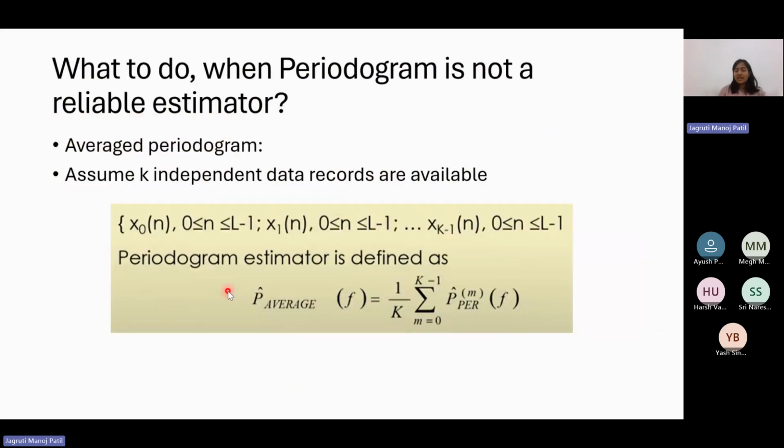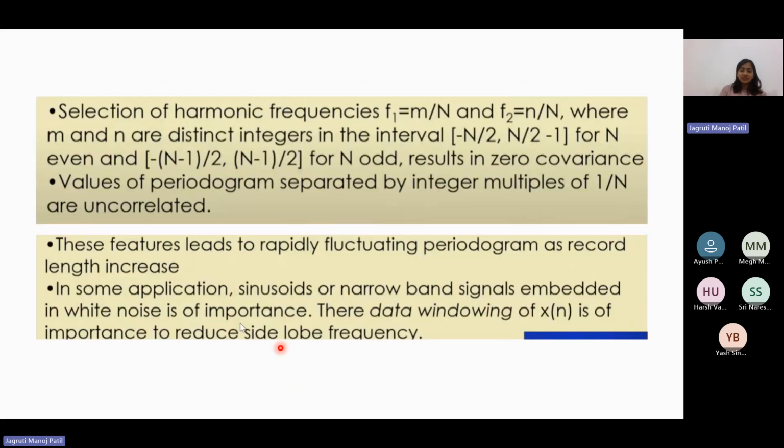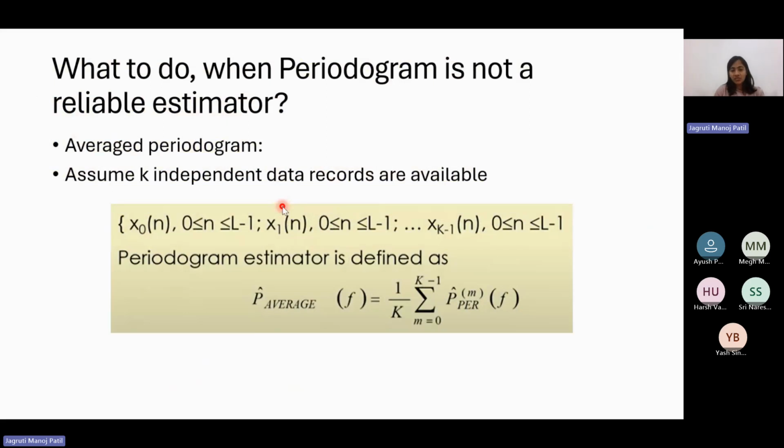So if the periodogram is not a reliable estimate, what do we do? Because here the variance was very big. We had fluctuating data, as large as the mean. Again, the values weren't correlated to each other. So then should we take an average periodogram?